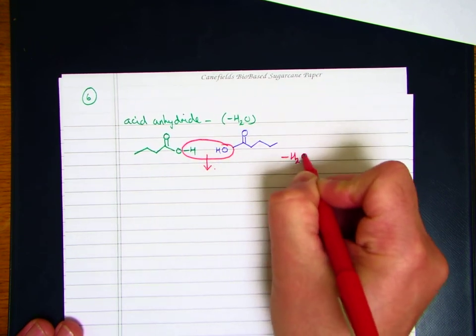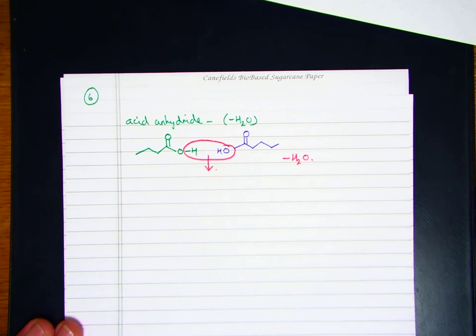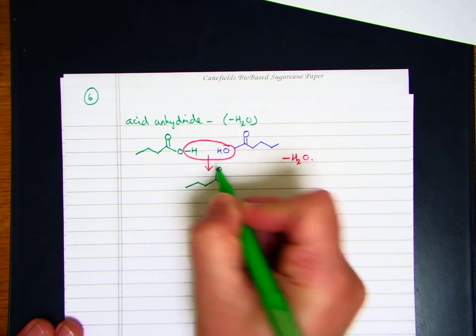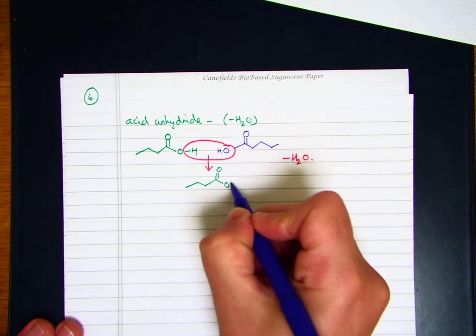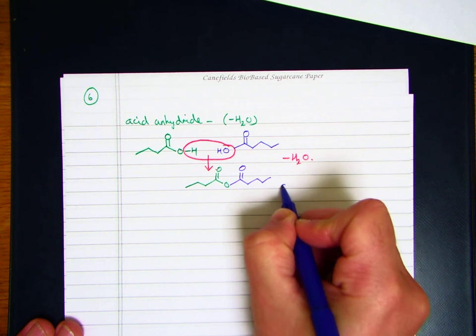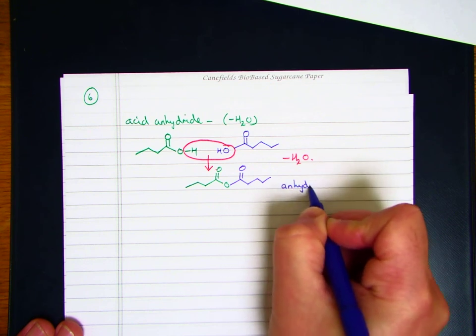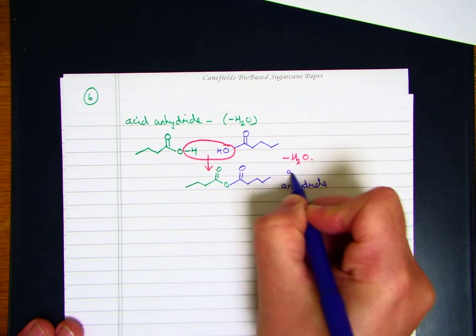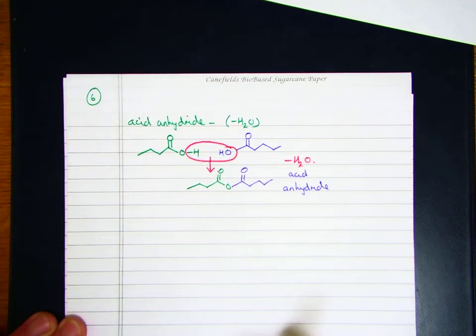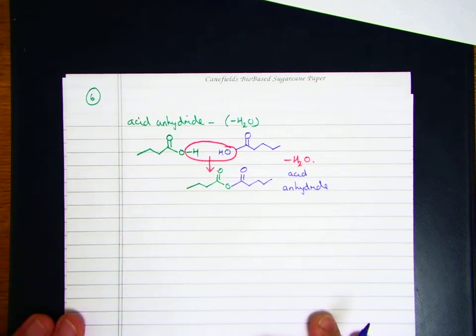Loss of water is dehydration, becomes anhydrous. And as a result of that, we have the formation of our anhydride. This is our anhydride. So that's an acid anhydride. The reason it's an acid anhydride is it's derived from an acid, so that you have your groups, your loss of water.